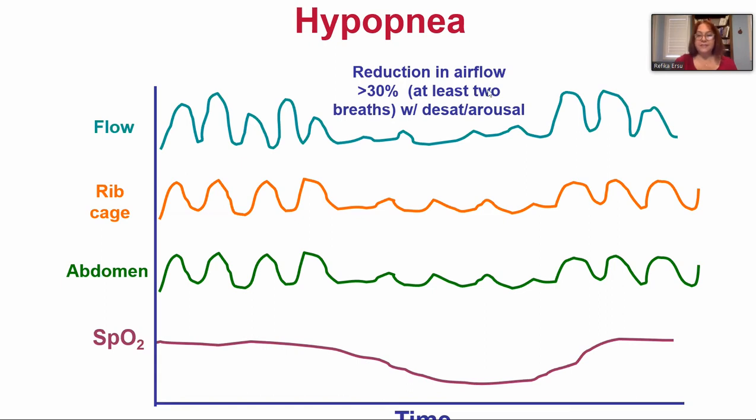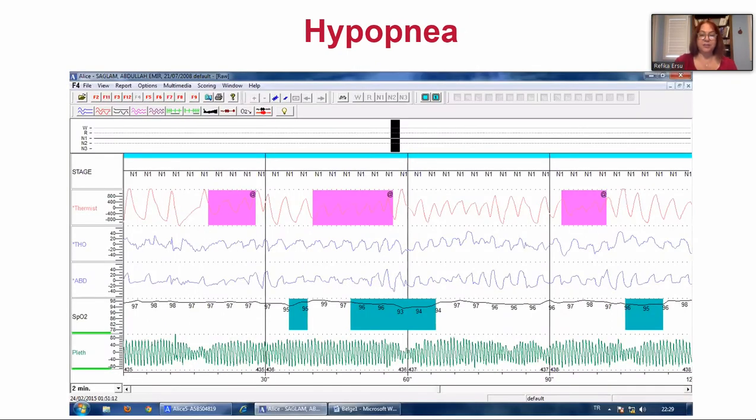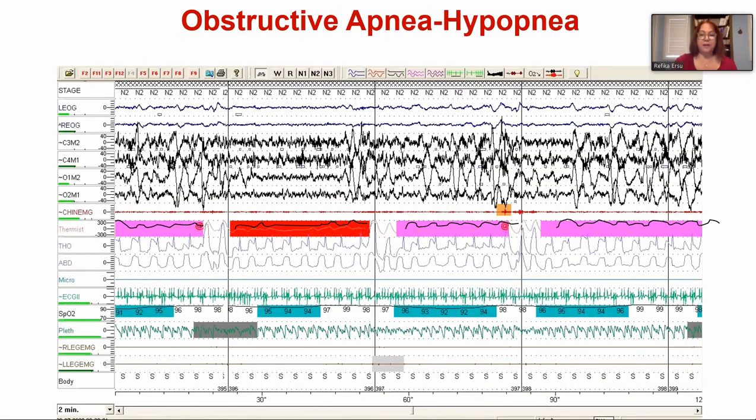Of course, it always needs to last 2 breaths, but it needs to be also associated with a desaturation of 3% or an arousal. So hypopneas are a decreased amount of breath which has a physiological consequence, such as desaturation or an arousal. So here you see there's a decrease by 30% followed by a desaturation, another one followed by desaturation, another one. So sometimes children do not have overt obstructive apneas, but many hypopneas. So when we calculate the apnea-hypopnea index, we always include the hypopneas as well.